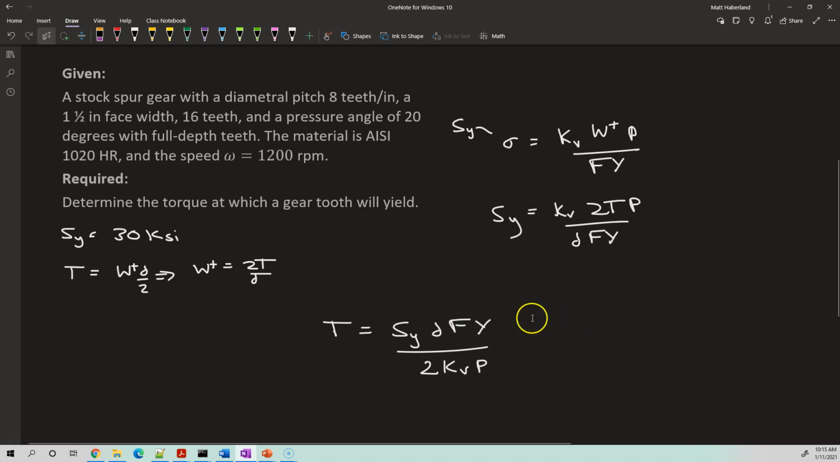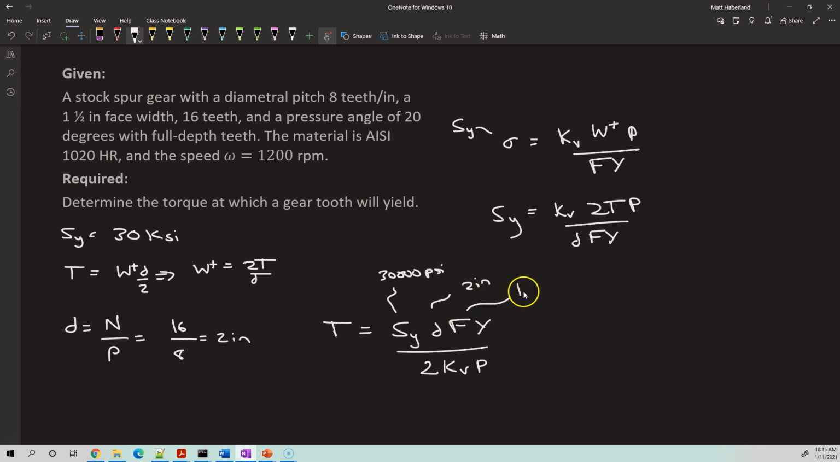We need to figure out what all these terms are. Sy, we've already got that. That is going to be 30,000 pounds per square inch. D, for the gear, well, we have a 16-tooth gear with a diametral pitch of 8 teeth per inch. So D is equal to the number of teeth divided by the number of teeth per inch of diameter. That is 16 teeth divided by 8 teeth per inch, which is 2 inches.